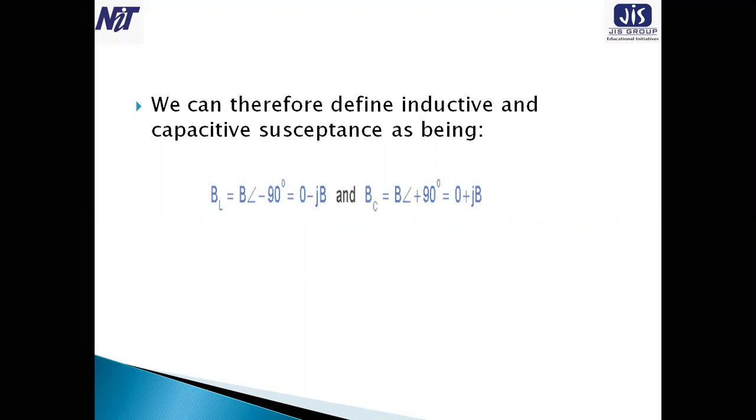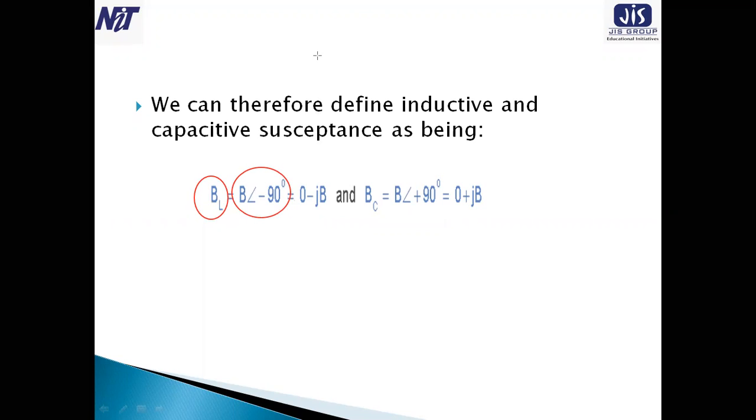Our system is an AC system, so complex values will be there in this system. So BL will be equal to B angle minus 90 degrees, because for an inductive circuit we know that current lags behind voltage by an angle of 90 degrees. So for that reason BL equals B angle minus 90 degrees, which equals 0 minus JB.